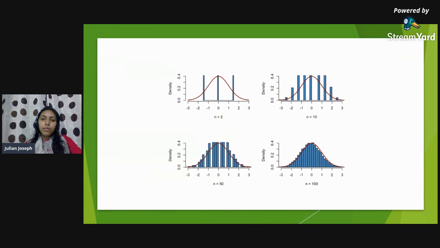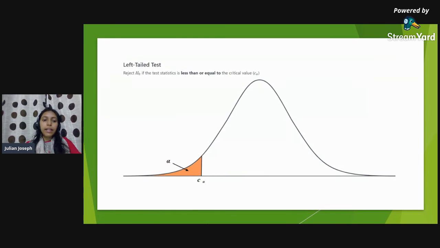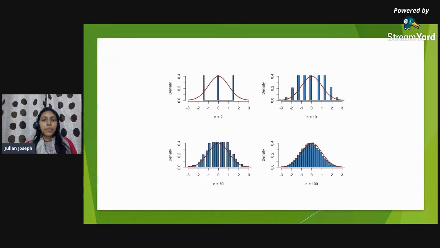So I'm assuming you guys know how a normal distribution is made, and if I've taken a sample of 2 or if I've taken a sample of 100, we end up making these plots. This is just a brief on understanding how these normal distributions are made, and once you have that, you can then go about finding the critical regions, the critical values beyond which you have the rejection regions.